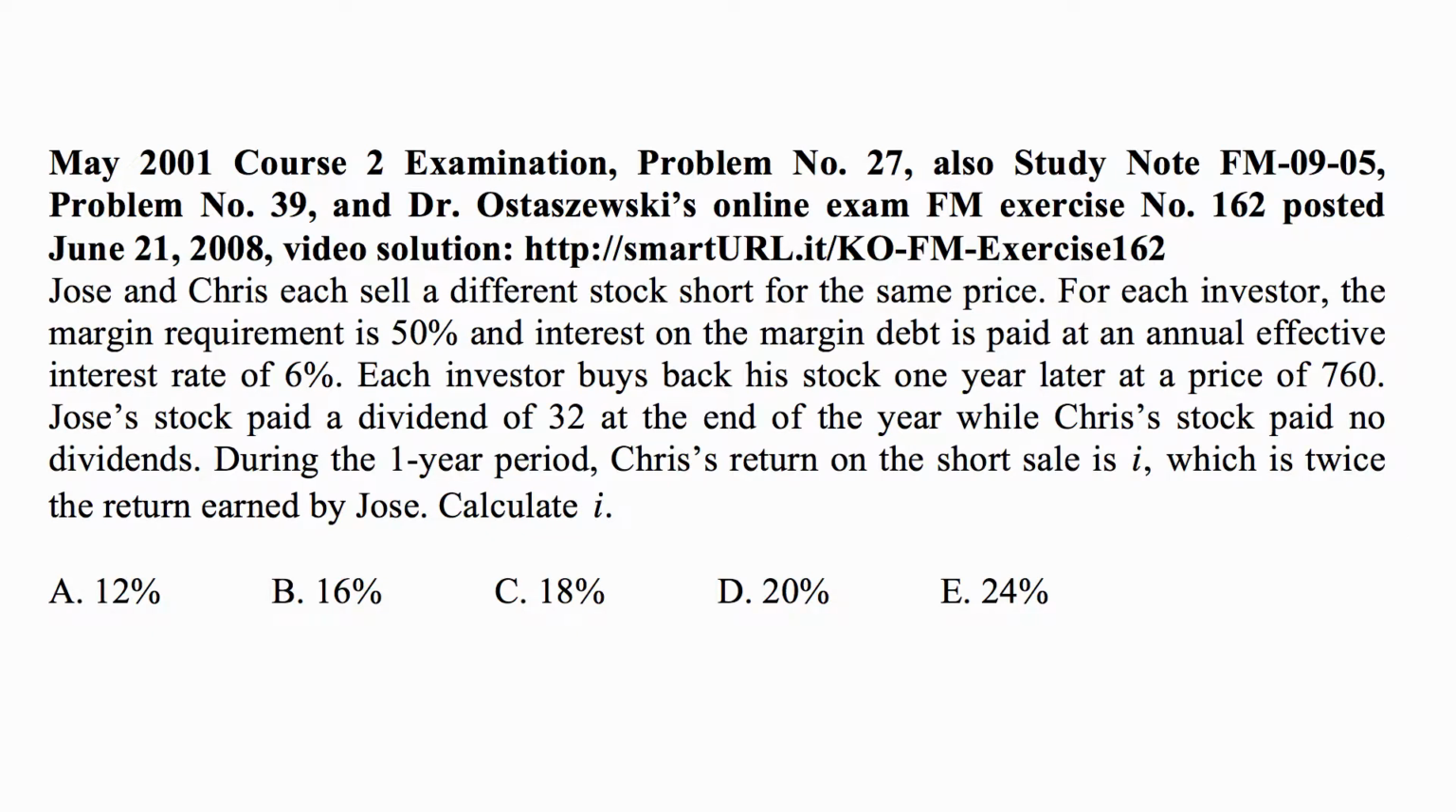Here is a problem for today for exam FM on financial mathematics. Jose and Chris each sell a different stock short for the same price. For each investor, the margin requirement is 50% and interest on the margin debt is paid at an annual effective interest rate of 6%. Each investor buys back his stock 1 year later at the price of $760. Jose's stock paid a dividend of 32 at the end of the year, while Chris's stock paid no dividends. During the 1 year period, Chris's return on the short sale is I, which is twice the return earned by Jose. Calculate I.